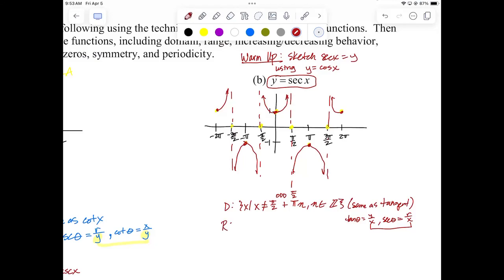The range of this function is the same as cosecant. It's all the y's that are outside negative 1 and 1. So negative infinity to negative 1 bracket, union, bracket 1 to infinity.